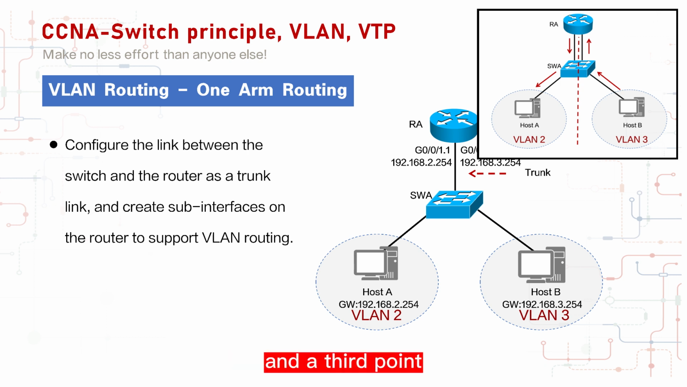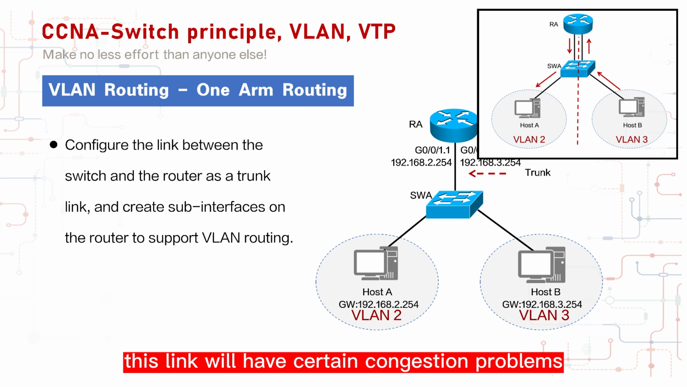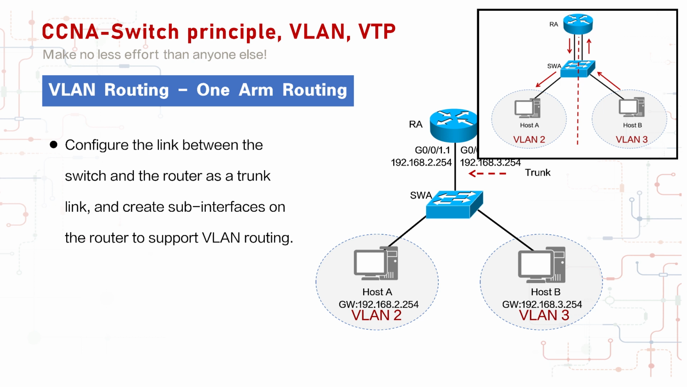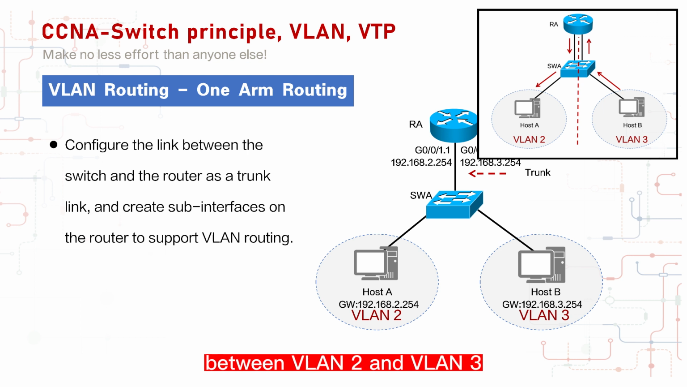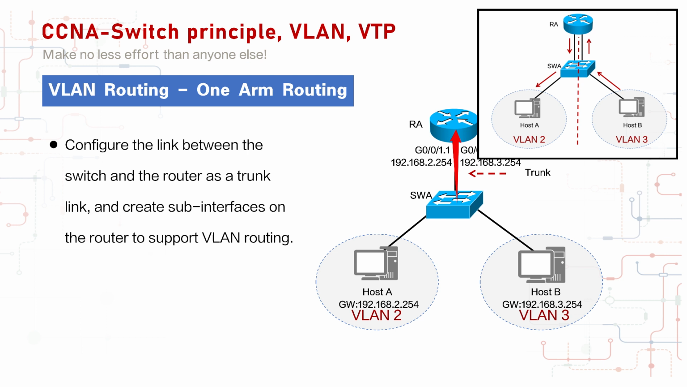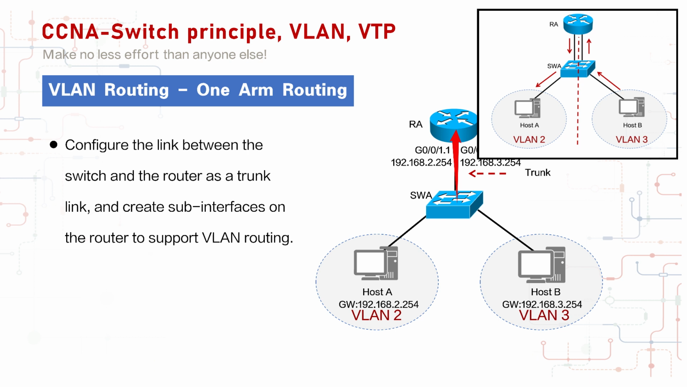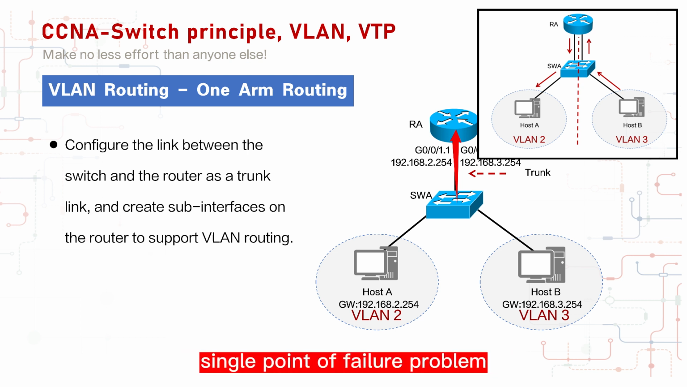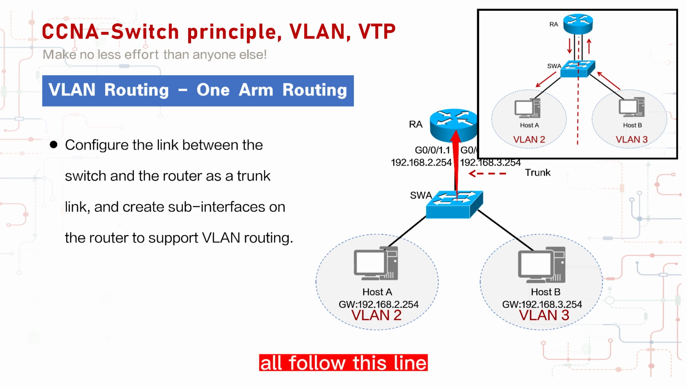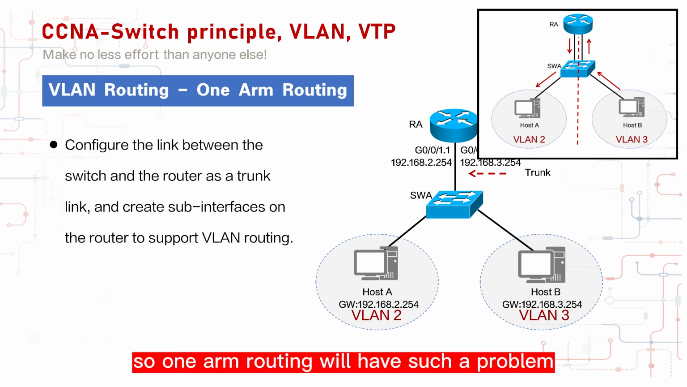And a third point: this link will have certain congestion problems. The current communication traffic between VLAN 2 and VLAN 3 goes this way. In the future, if you access other VLANs, you will take this route too. There will be a lot of traffic on this road, piled onto this one line. This is pretty much the same as the single point of failure problem. All interaction traffic follows this line. It is not optimized, so one-arm routing will have such problems.